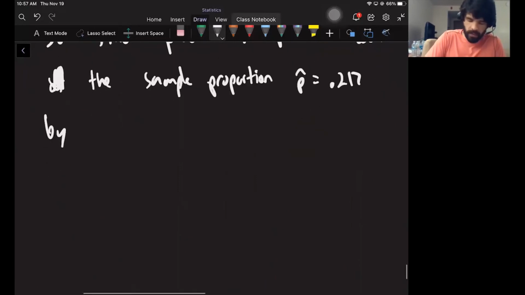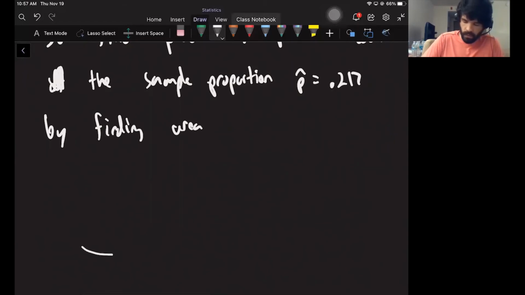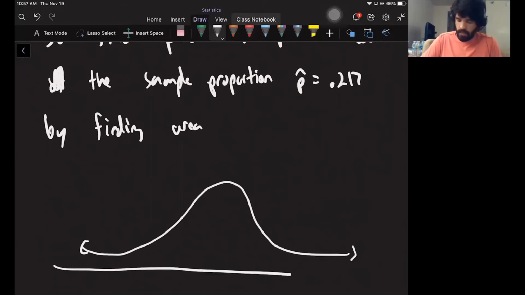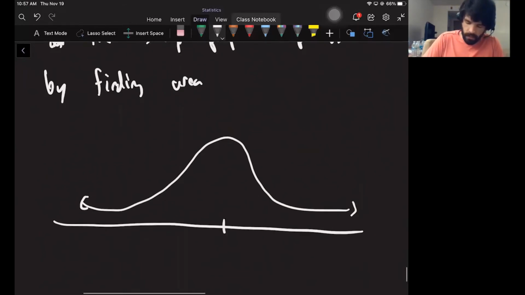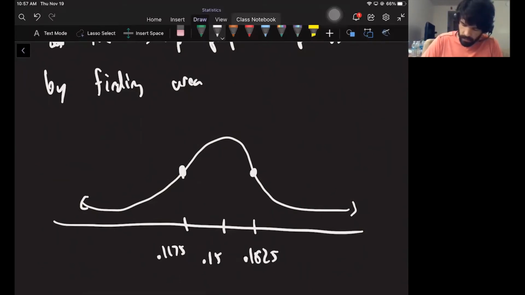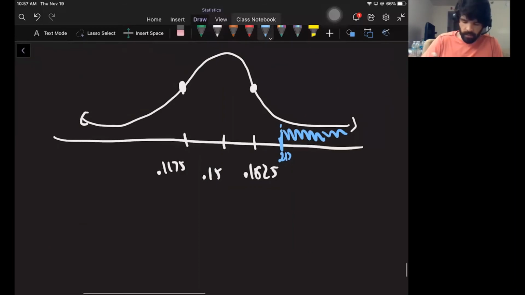So we're still finding the area on the same normal distribution because the sample size is still 120. I can use the exact same distribution as before. But now I'm looking at 0.217, and I'm finding this area. But now it just becomes a problem like we're used to doing.